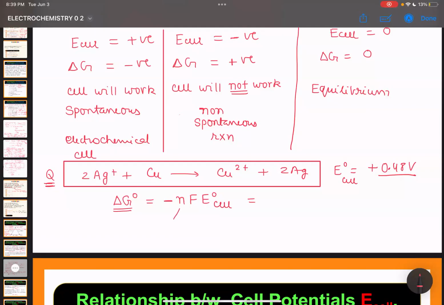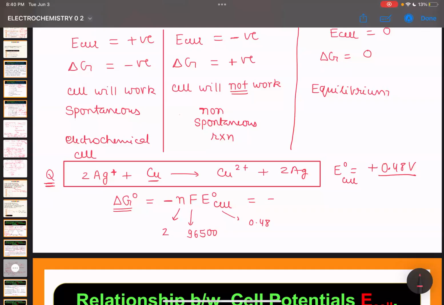So what is the value of n? There are two positive ions. n is 2. Two electrons are taken. Yes, exactly. Our copper has lost 2 electrons. You can see it has become 2 plus. n is 2. What is the value of F? 96500. F is the charge. So 2 moles of electrons are transferred, and the total charge being transferred is 2 into F, because F is the charge of 1 mole of electrons. 96500 coulombs is the charge for 1 mole. And E naught cell is already given, plus 0.48.